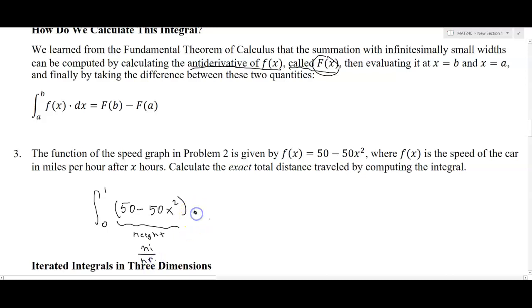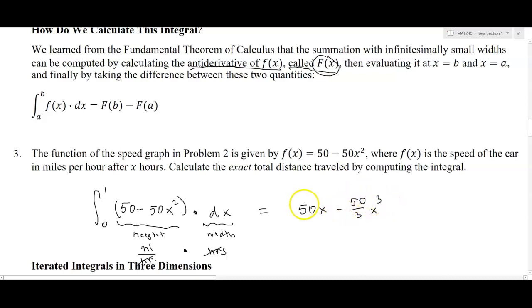And we're going to multiply that by infinitesimally narrow dx's. So think about this as delta x that's really, really narrow. And so this is still a width. And its units are in hours, and we're multiplying them together. So notice that what this is going to do is it's going to give us total miles. So we know how to compute the antiderivative. The antiderivative of 50 is 50x. The antiderivative of 50x squared is 50 over 3 x cubed.